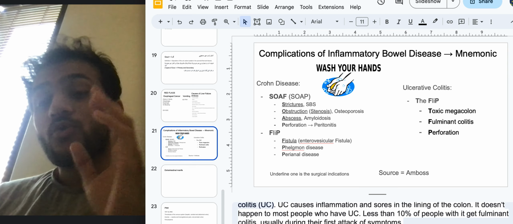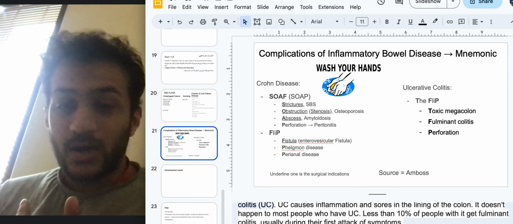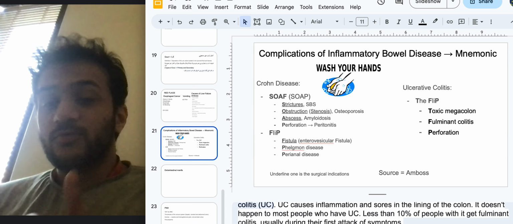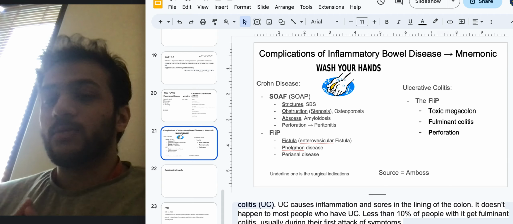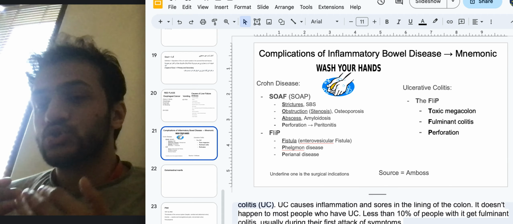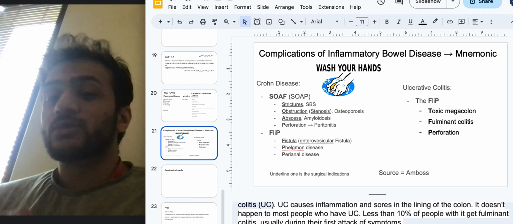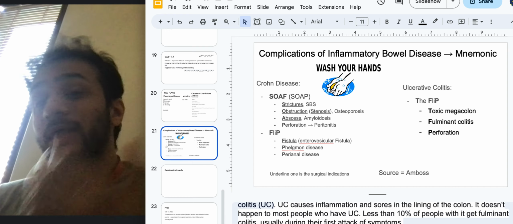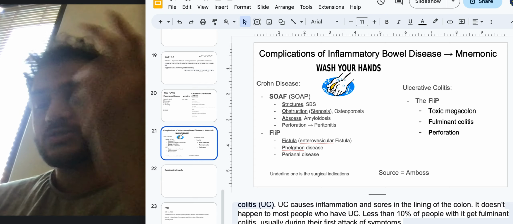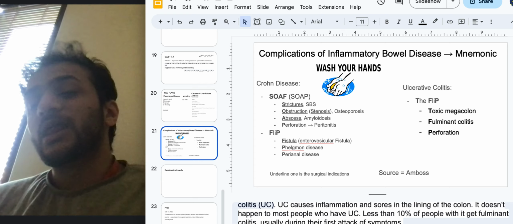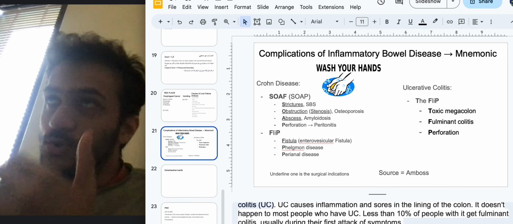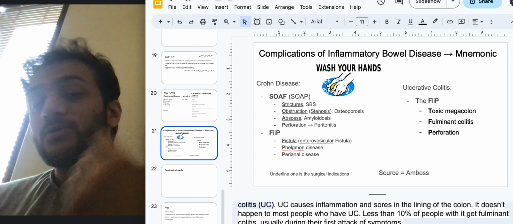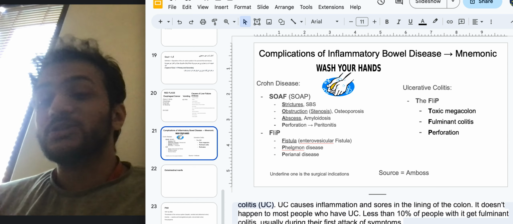So guys, I just want to quickly recap so that we can get through all of this. First of all, you want to think about SOAP FLIP when you're in the exam. So you can think about strictures and short bowel syndrome. Then you're going to think about O as obstruction, and in the brackets stenosis and osteoporosis, because we're not getting enough minerals in our body, so we lose mineral density. Then we get A as abscess, A as amyloidosis, P as perforation with peritonitis.